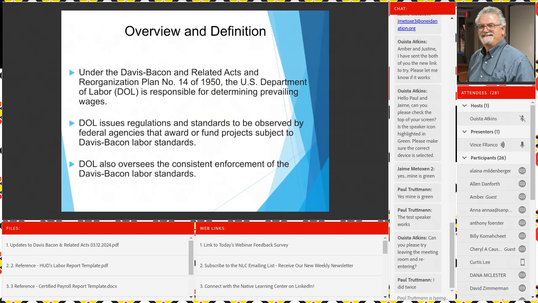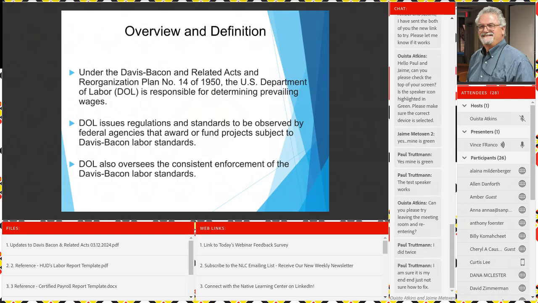And as I mentioned, there are some significant changes being proposed in the federal regulations that will have an impact to some effect on Davis-Bacon. The bottom bullet there on your screen says the Department of Labor also oversees the consistent enforcement of Davis-Bacon labor standards. They are going to want to make sure that we are doing everything and that your contractor is doing everything with reasonable assurance under the guidelines of the Davis-Bacon legislation, under the guidelines and regulations of prevailing wage and certified payroll records and all the things that come with Davis-Bacon.